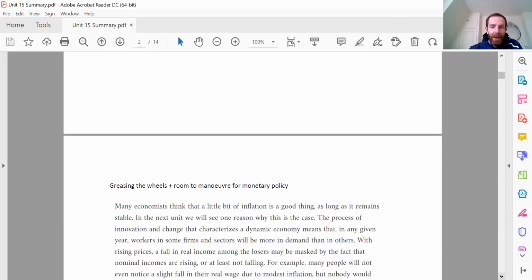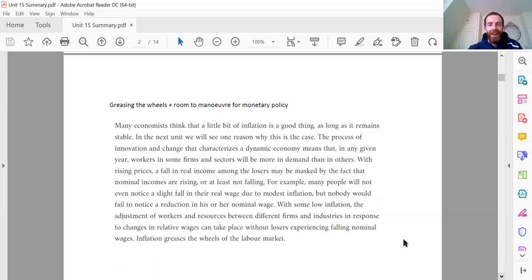Oh no, sorry, there's one more thing. There's a little bit about why low and stable inflation could be good, and there are two justifications for it. One is this phrase, greasing the wheels. This idea that low stable inflation can actually be quite helpful in the labor market. The idea there is, all the time in the labor market, we've got different types of workers: skilled, unskilled, semi-skilled. And every year, some workers might see real wages increase, but in some cases, real wages might decrease.